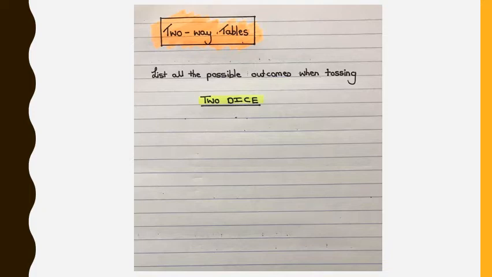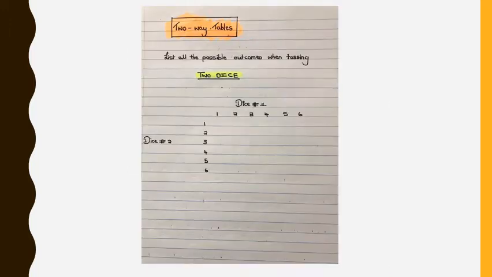Okay, it says list all. Let me just quickly get my pointer out. Okay, it says list all the possible outcomes, when it's not actually tossing, it's throwing 2 dice. So with 2 dice, you're going to write dice number 1, list all the possible outcomes: 1, 2, 3, 4, 5, 6. You're going to write up dice number 2: 1, 2, 3, 4, 5, 6.